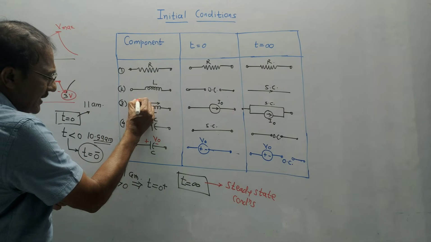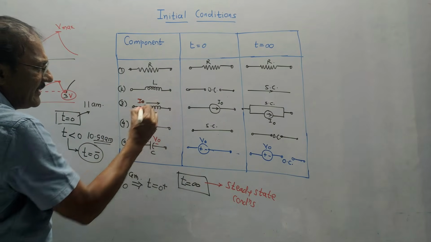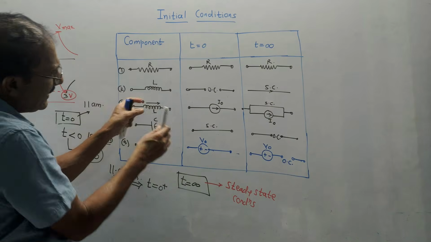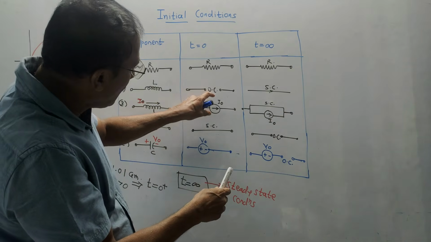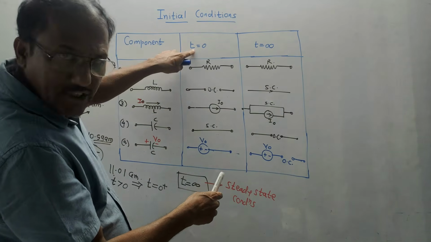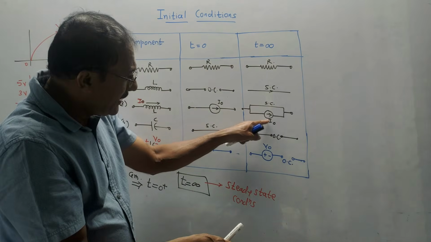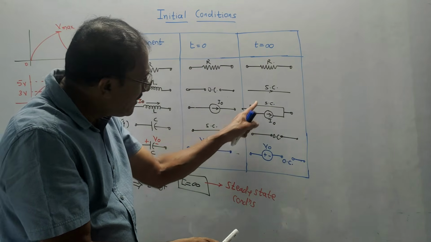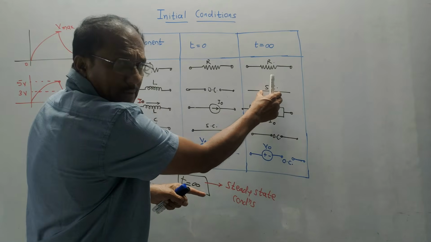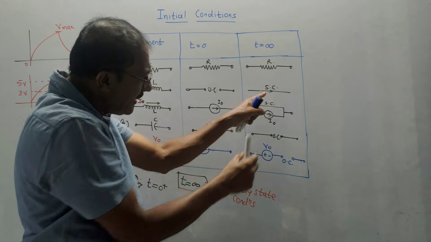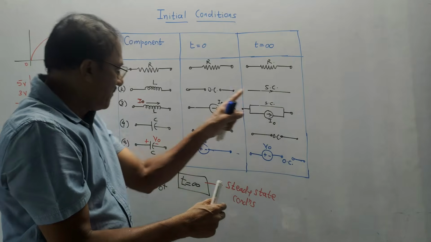So if I0 is the initial current in the inductor, then simply it is denoted by a current source of value I0, which is for t equals 0, and for t equals infinity, it is the same current source I0 in parallel with short circuit. You need to remember this symbol, it is drawn over here, in parallel with I0.